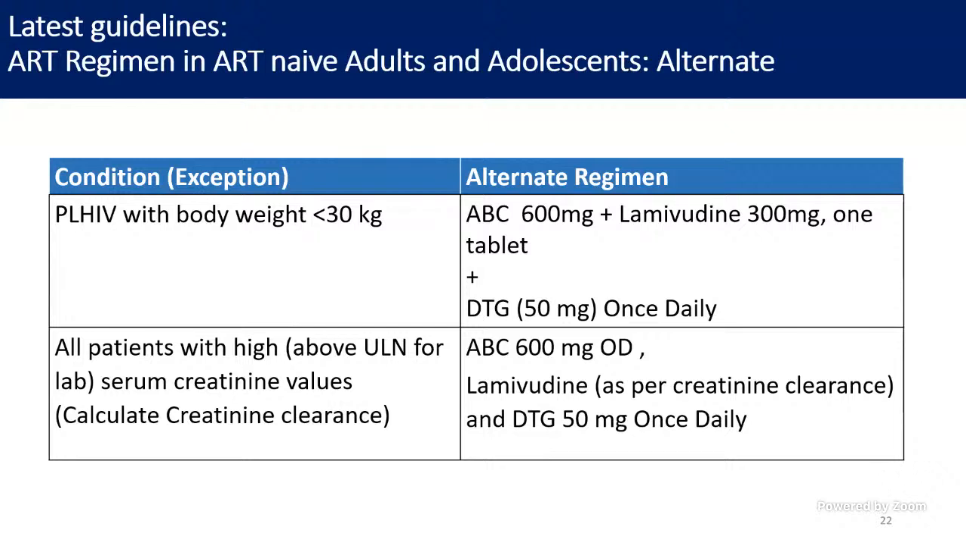Now for all adults and adolescents, now coming to the regimens, that is ART-naive adults and adolescents, the latest guideline says, as I said, ALD, that is, if it can be an adult or a child also who is less than 30 kg, then abacavir will be replacing tenofovir, because as we know, tenofovir needs to be given at a body weight more than 30 kg. And all patients having high creatinine values, that is having some amount of renal compromise, for those patients also we will be avoiding tenofovir, we will go for abacavir. And here we know that lamivudine dose adjustment is needed if the eGFR or the creatinine clearance goes below 30.